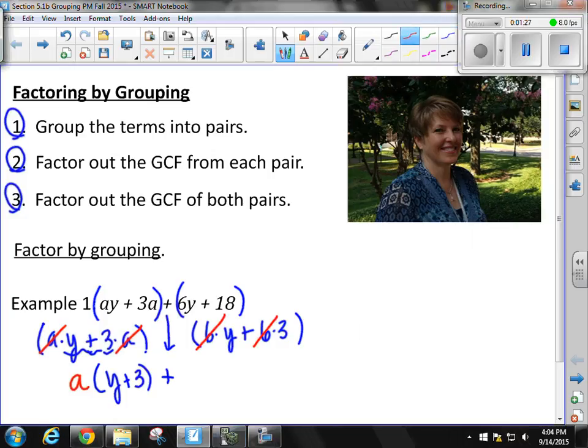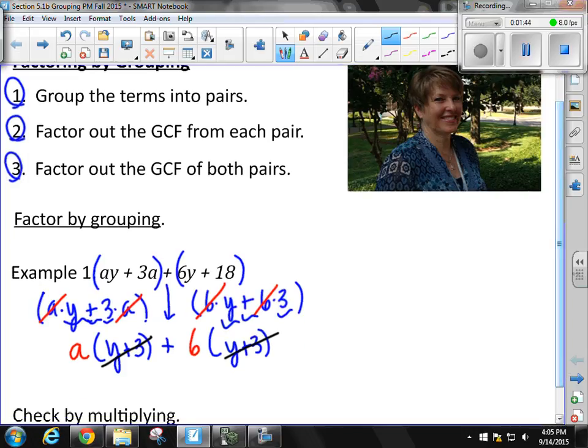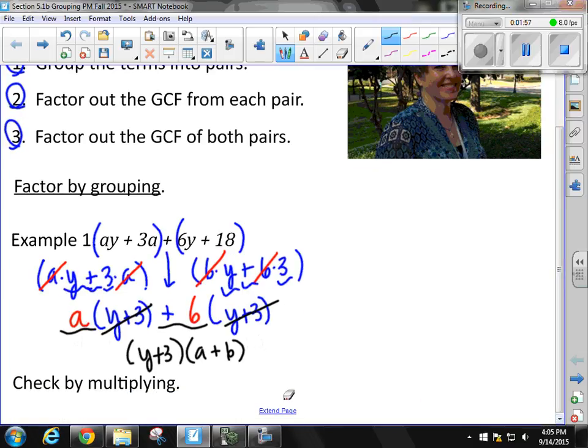I'm going to cross that out and write it down. And what's left behind, I have y plus 3. If you notice, our 2 sets of parentheses have exactly the same information in them. That's my common factor. So I'm going to write that down, parentheses, y plus 3. And then if I look at what's left, I have a plus 6. That goes in a second set of parentheses. Once you have all your addition and subtraction signs inside parentheses, your expression is completely factored.